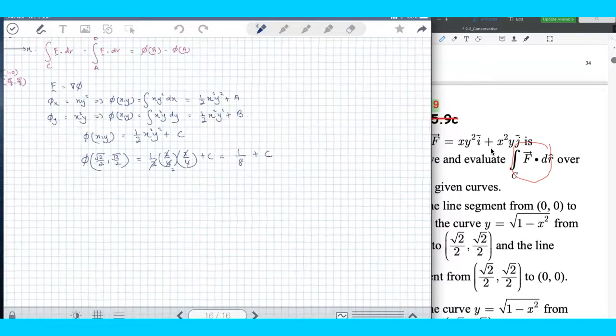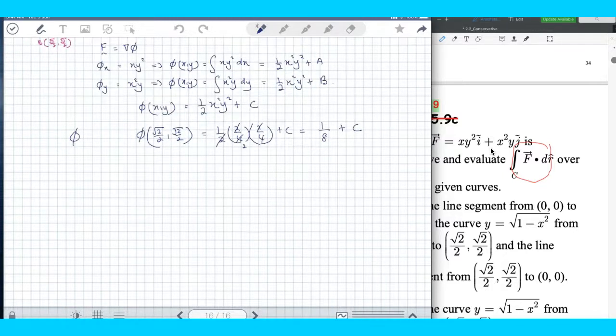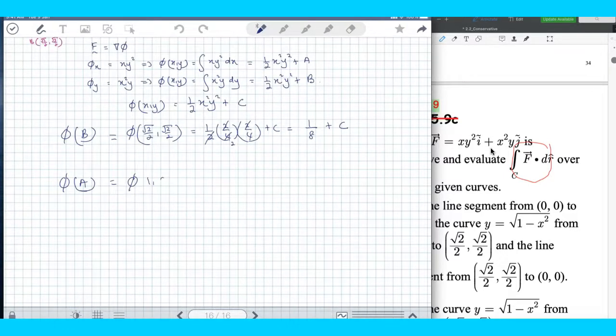And then your phi a. So this is phi b, and then phi a is phi at the point a, the initial 1 0. Then substitute, so you will get 0 plus c, so you got c. And then when you have phi b minus phi a, then 1 over 8 plus c minus c, and you will get 1 over 8.